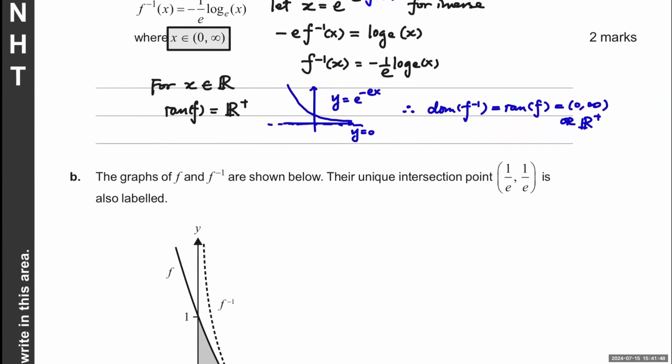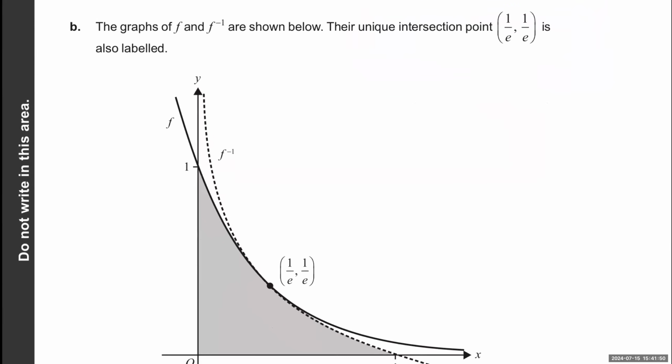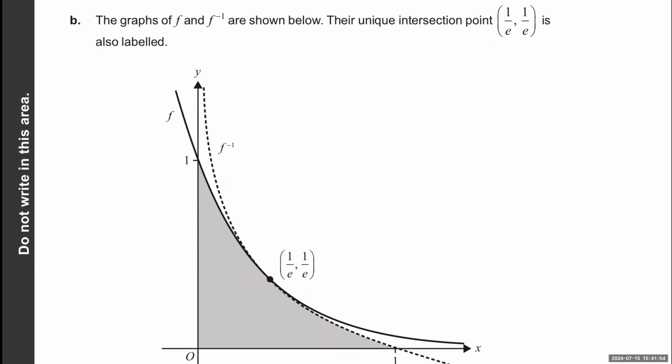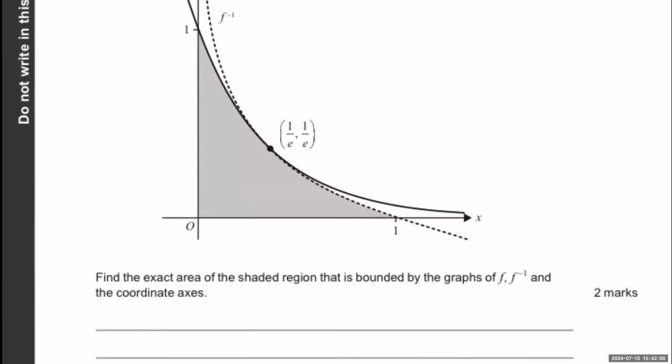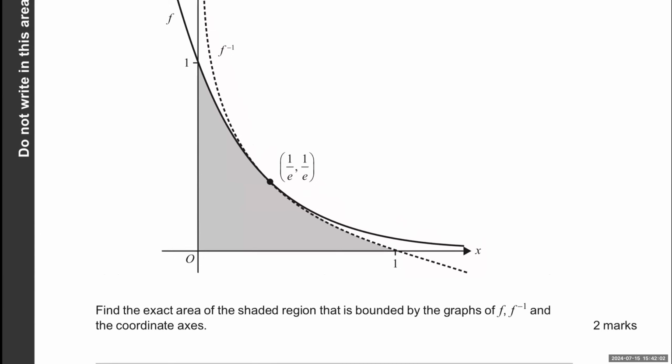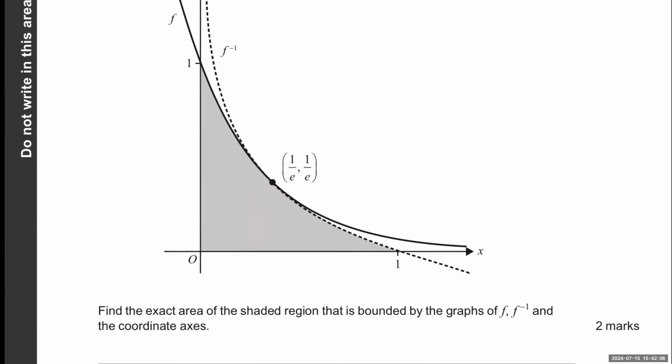Nice one. The graph of f and f inverse are shown below. Their unique intersection point (1/e, 1/e) is also labeled. Find the exact area of the shaded region that is bounded by the graph of f, f inverse, and the coordinate axis. One possible way to tackle this question is to split the area into 2 parts.